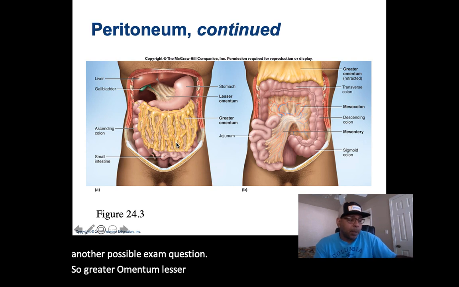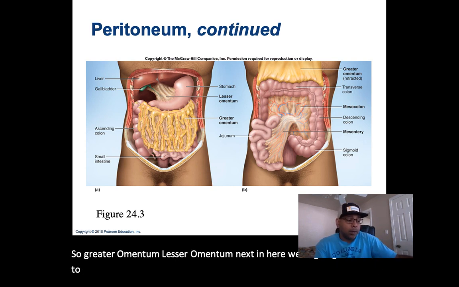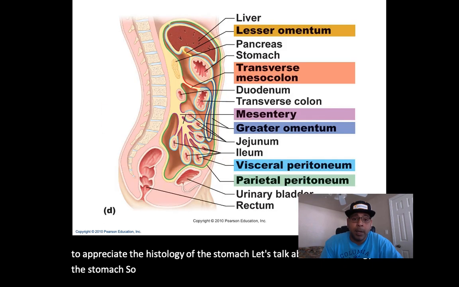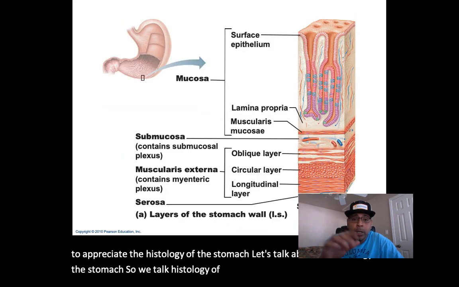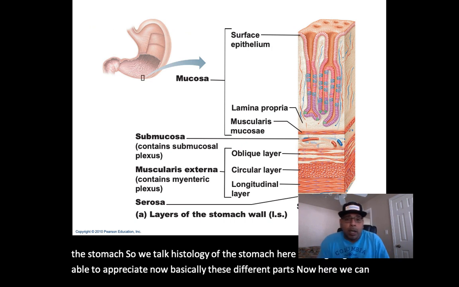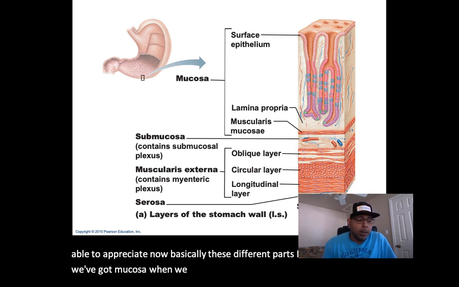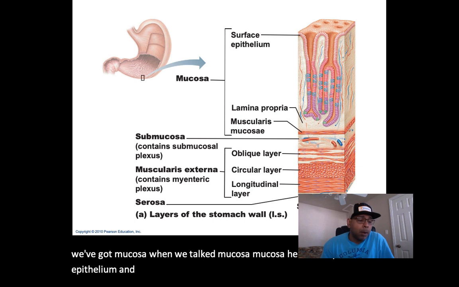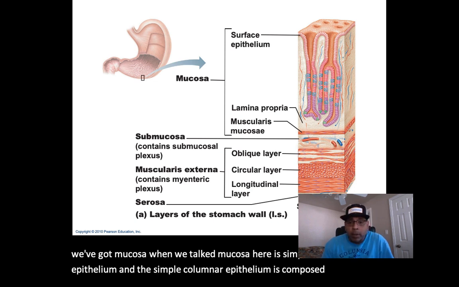Next in here, we're going to be able to appreciate the histology of the stomach. Let's talk about the histology of the stomach. So when we talk histology of the stomach, here we're going to be able to appreciate these different parts. Now, here we can see we've got mucosa. Mucosa here is simple columnar epithelium, and the simple columnar epithelium is composed entirely of mucus cells.